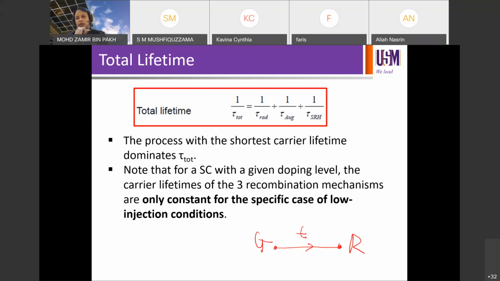So the time it takes, like the lifespan of a person, for example, since birth until the day of death, he or she died, right? So generation until recombination. The time span, the lifespan of the carrier, either electron or hole, is called lifetime, right? The lifetime of electron or lifetime of hole.